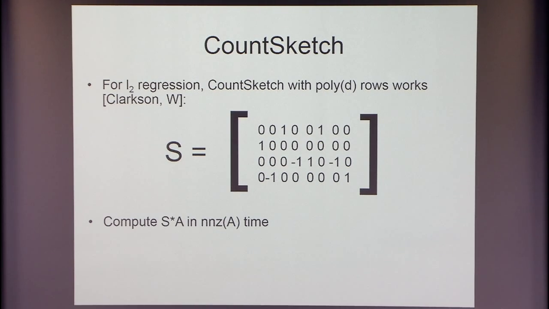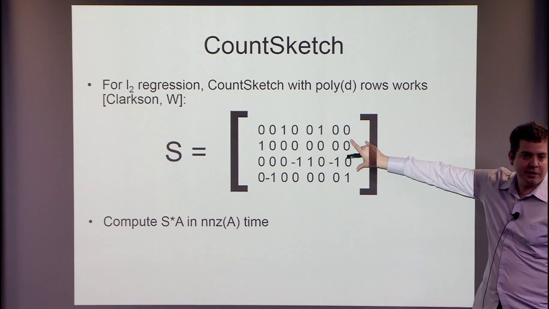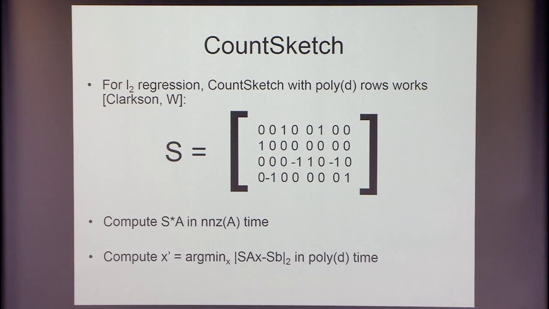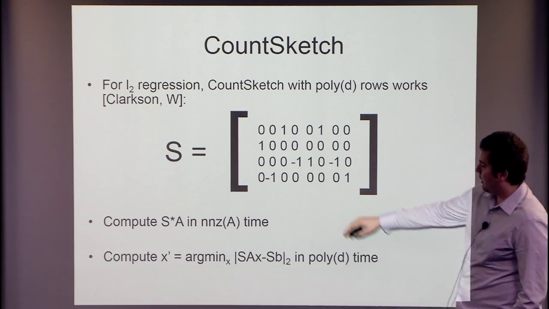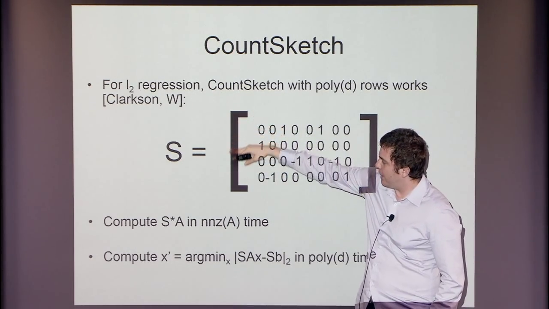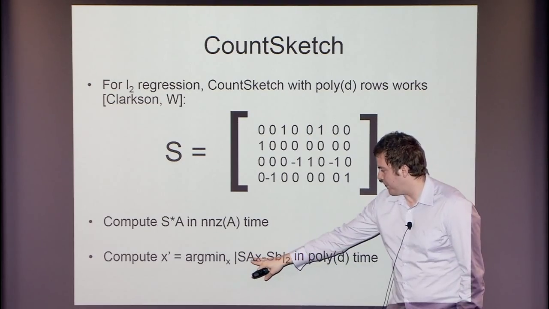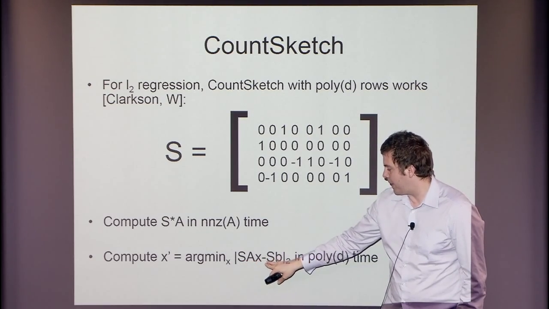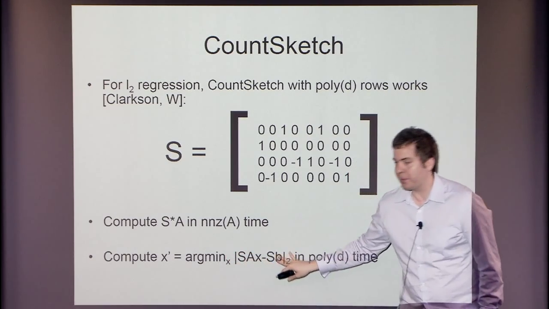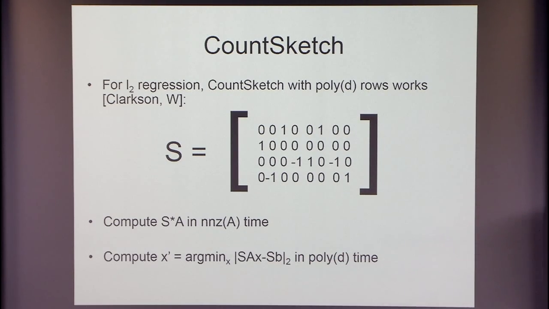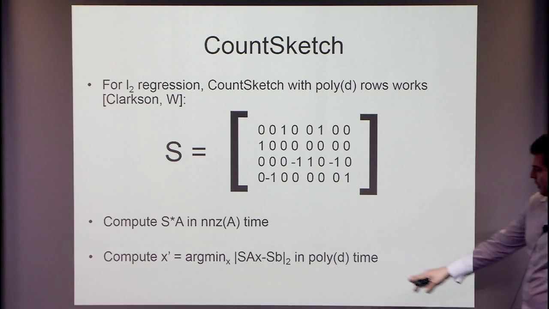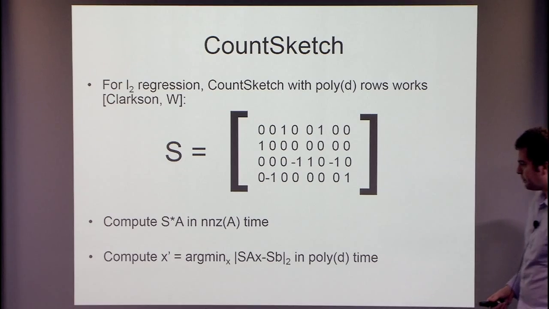Okay, so because it's so sparse, you can compute S times A in nnz(A) time. And what we showed is that if you take roughly d squared rows in S, then if you replace A with S times A and B with S times B, and then solve the regression problem in this much smaller space, that you get a relative error approximation. And solving it in the smaller space only takes poly d time.